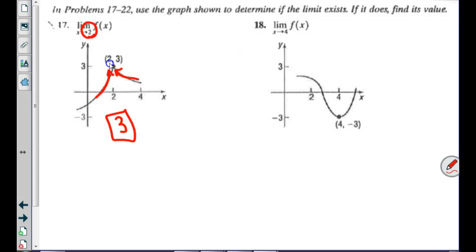This kind where it has a sharp turn has a special name. I think it's called a cusp point in calc, but for today, that's all we need to know. What about this one? Closer and closer to what y value as we approach 4? -3.